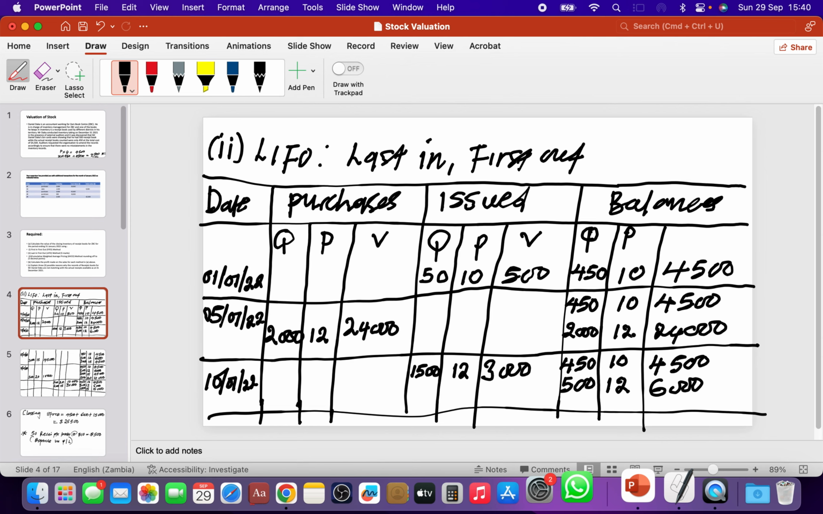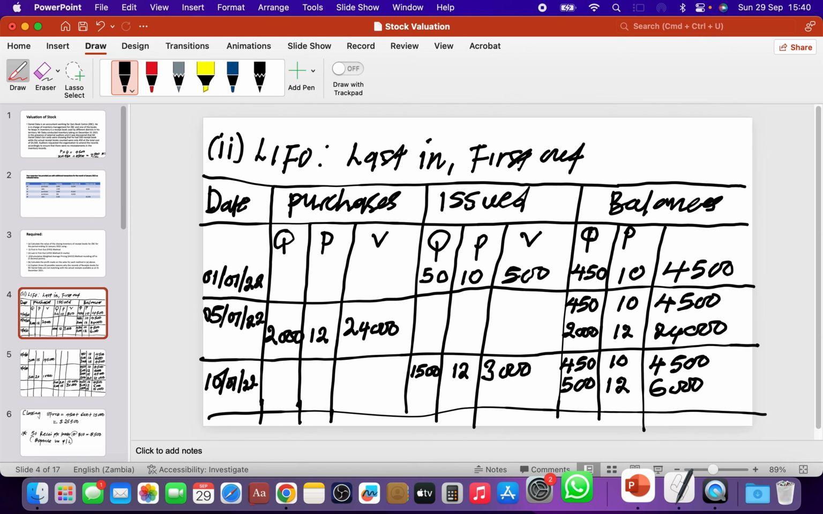Okay, this was on the 5th. Now, on the 10th, we have to sell to a customer who needs 1,500 units. But remember, the principle we are using to issue out stock to a customer is LIFO. We'll start to sell the stock that came in last, and then we start to sell from the stock we bought first. So if you check from here, the stock that came in first is 450. The stock that came in last is the one from a batch of 2,000 units.